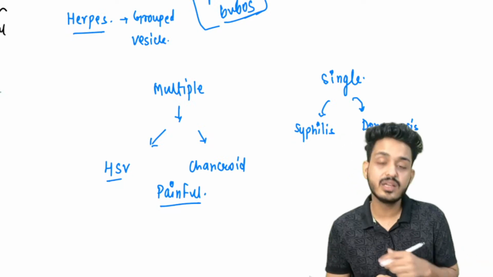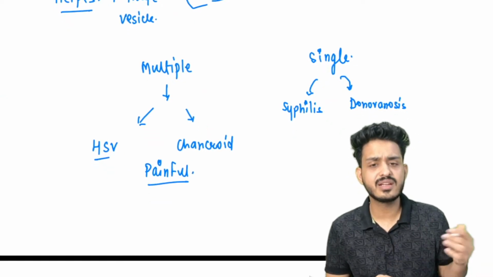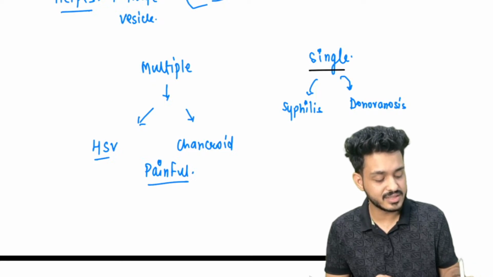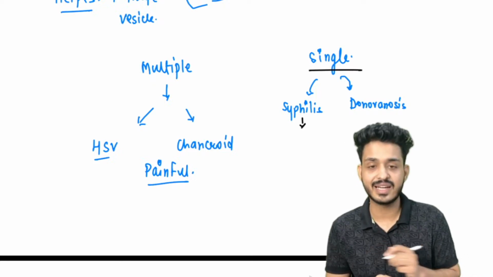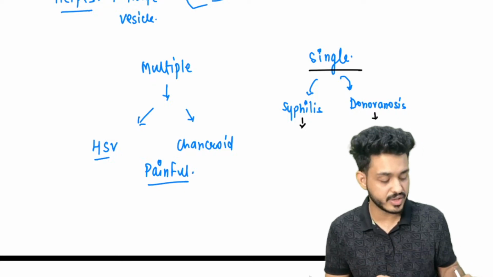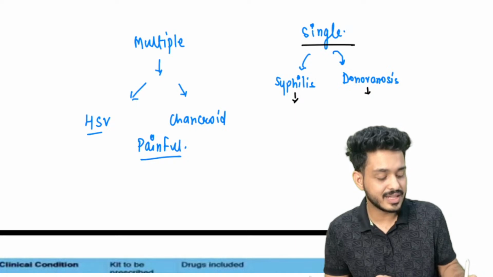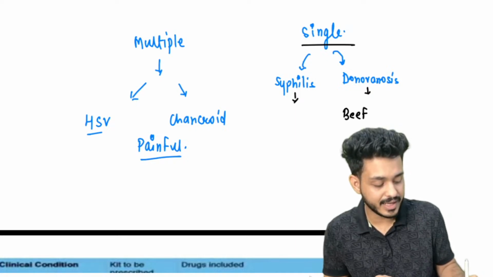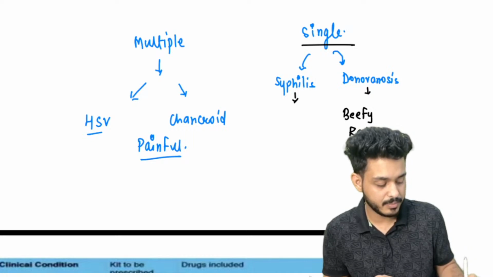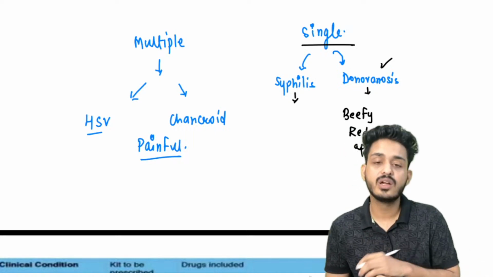How do we identify? You need to ask the patient whether there are multiple ulcers or a single ulcer. If the ulcer is single, it will be of syphilis, or it can be of donovanosis. How will you differentiate? A donovanosis ulcer has a characteristic beefy red appearance. If you find a beefy red appearance, your answer will be donovanosis.